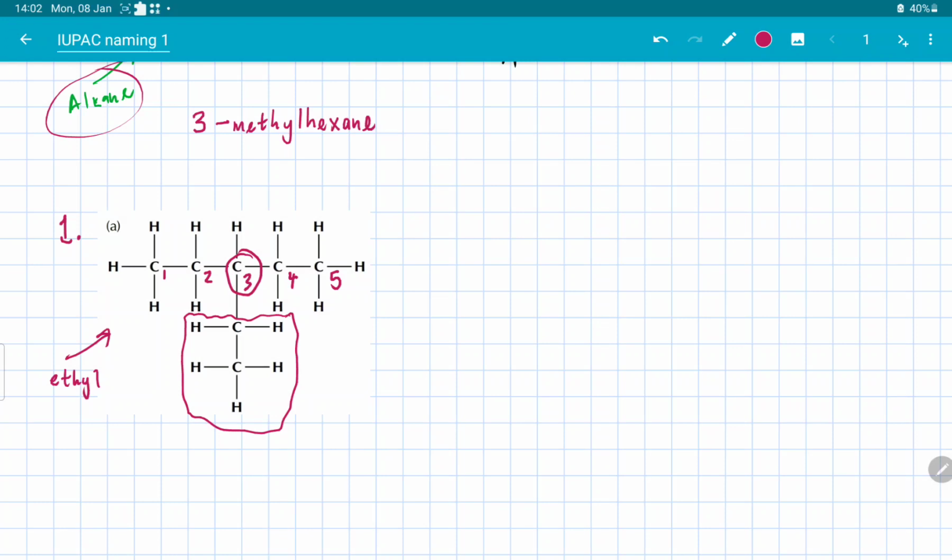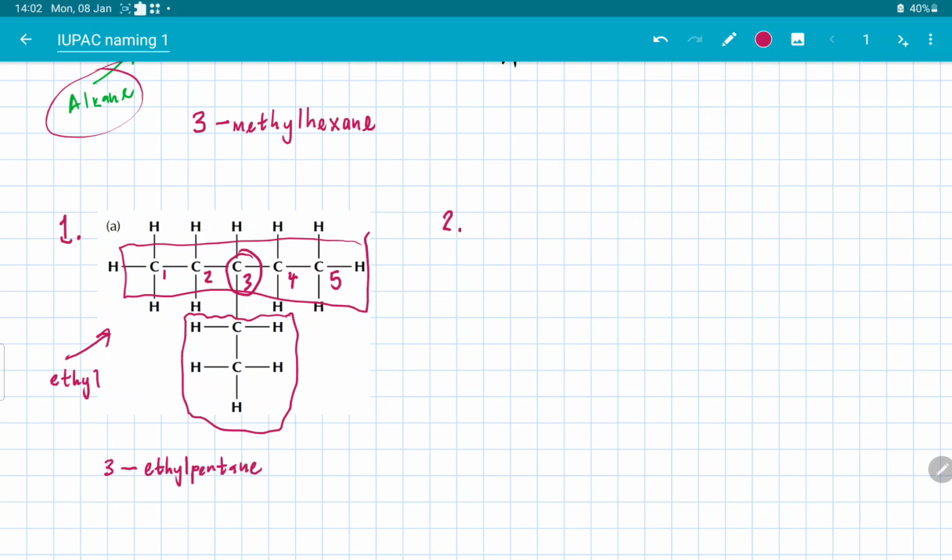Ethyl. So how do we name now? We are going to say, what is the name of the alkyl? Ethyl. What carbon is it located at? 3. So it's 3, carbon 3. There is an ethyl. Ethyl is not part of the main continuous chain. Remember, each branch does not count as part of the main continuous chain. So it's 3-ethyl, and there are 5 carbons in the main continuous chain. So pentane.